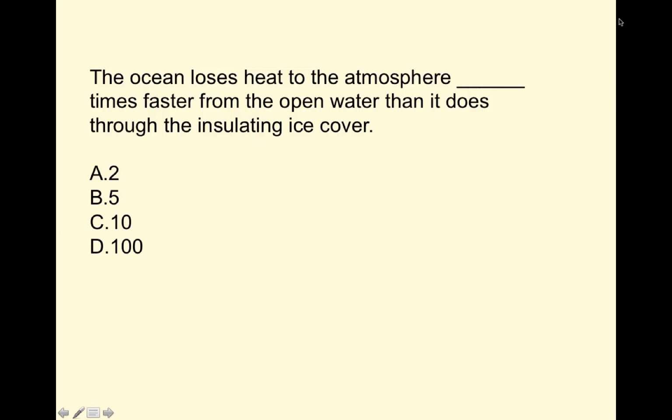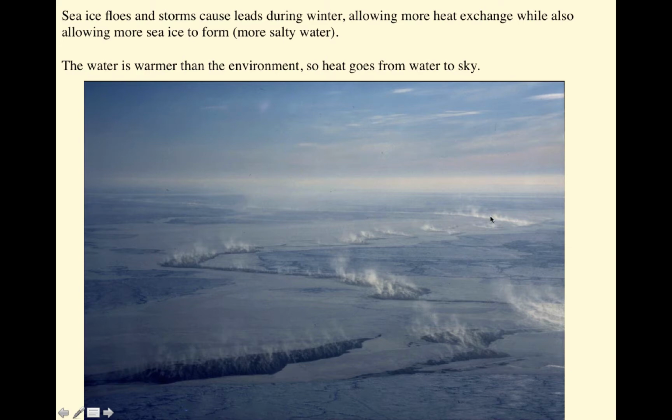Now the ocean loses heat to the atmosphere about 100 times faster from the open water than it does through the insulating ice cover. So ice is a significant insulator at the average thicknesses you see in the Arctic. If you remove it, heat exchange is much more pronounced. So this picture is just a dramatic way of showing that when you do open up leads, which are openings in that sea ice shield, you do get a bigger exchange.